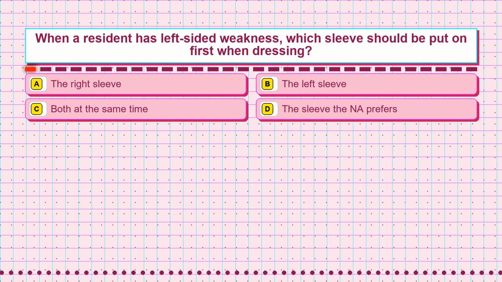Question 89. When a resident has left-sided weakness, which sleeve should be put on first when dressing? Option A. The right sleeve. Option B. The left sleeve. Option C. Both at the same time. Option D. The sleeve the NA prefers.